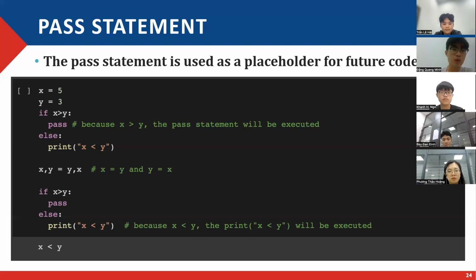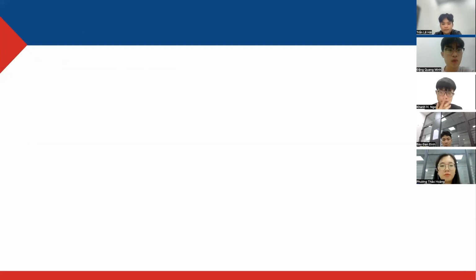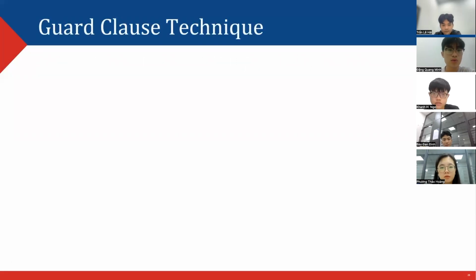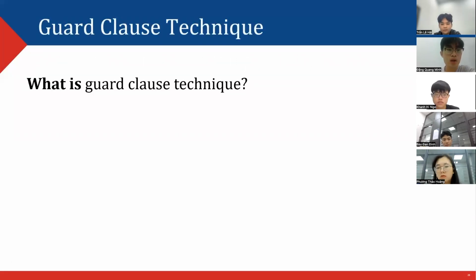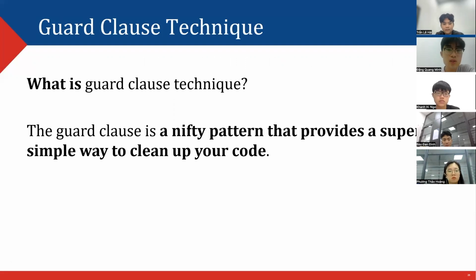Okay, so I think I will go next. So next, I will talk about the guard clause technique. So what is the guard clause technique? This is a pattern that provides a super simple way to clean up your code. And this technique can be applied in many different programming languages such as Java or Python, and it has similar advantages: it significantly improves the maintainability and readability of your code by reducing the else clauses and simplifying your code.